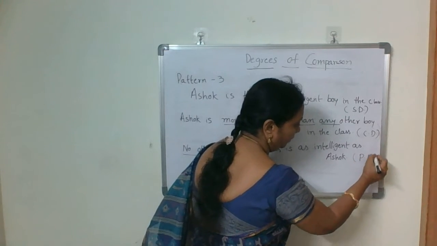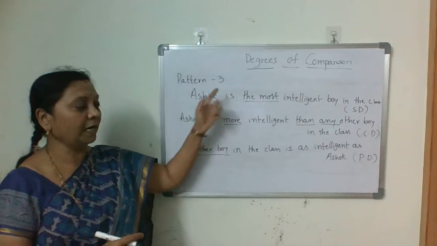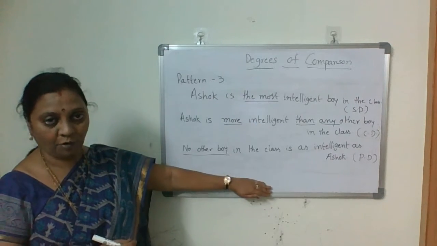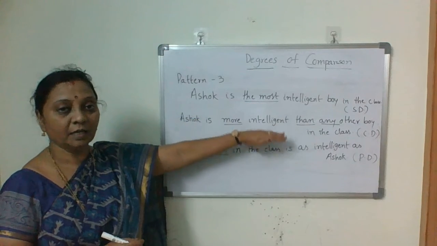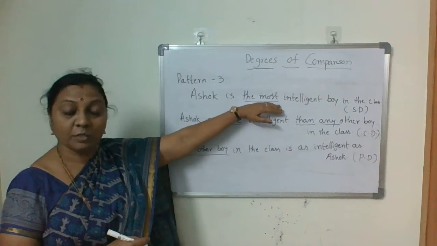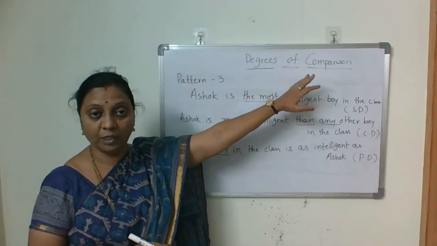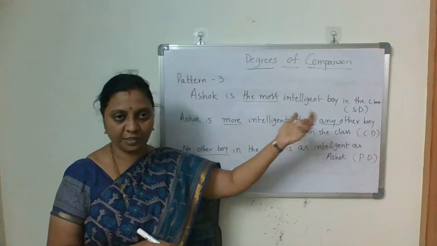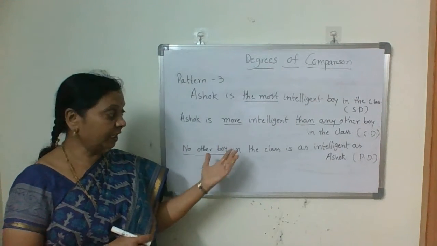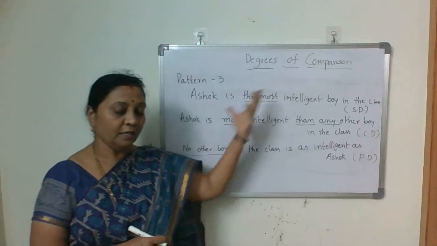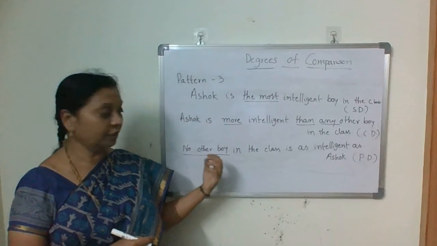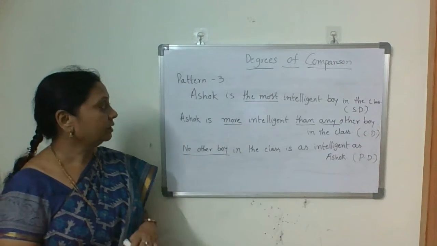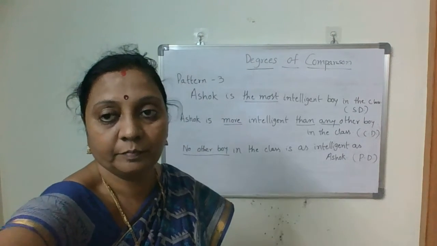This is positive degree. So this is pattern 3, and in this pattern, what do we get? We get all the three forms: superlative degree, comparative degree, and positive degree. In superlative degree, he is the only boy who is intelligent in the class, he is the most intelligent boy. Then coming to comparative degree, more intelligent than any other boy. Then coming to positive degree, no other boy in the class is as intelligent as Ashok. Then we do pattern 4.